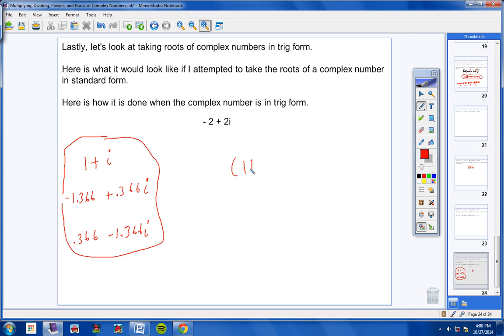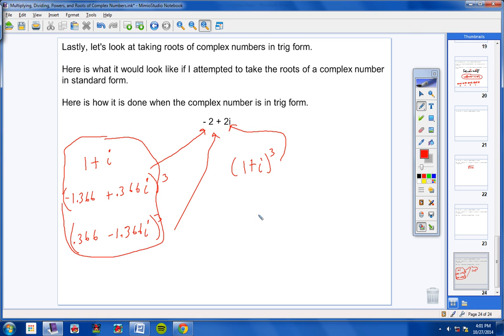So Mr. Earhart, are you telling us that if we take 1 plus i and raise it to the 3rd power, we'll get this here? Yes, I am. And if I take this right here and raise it to the 3rd power, I'll get this? Yes, you will. And if I take this right here and raise it to the 3rd power, will I get this? Yes, you will.